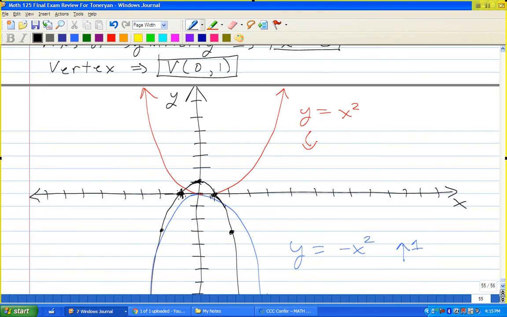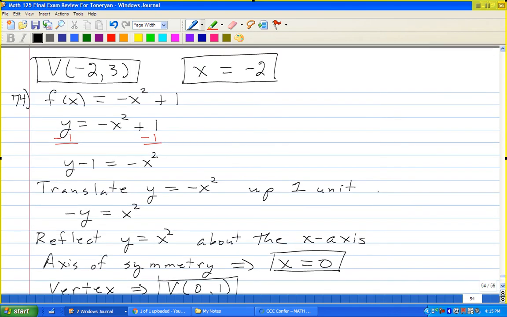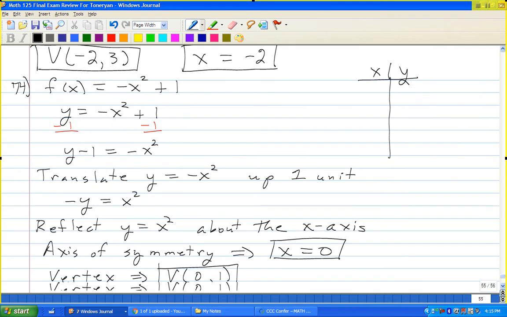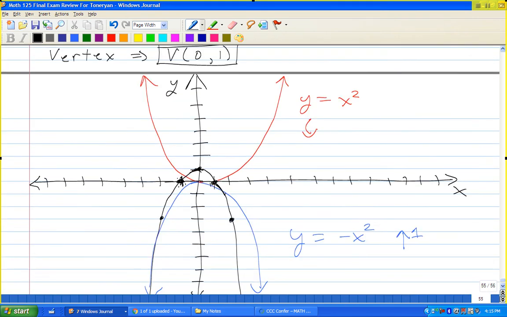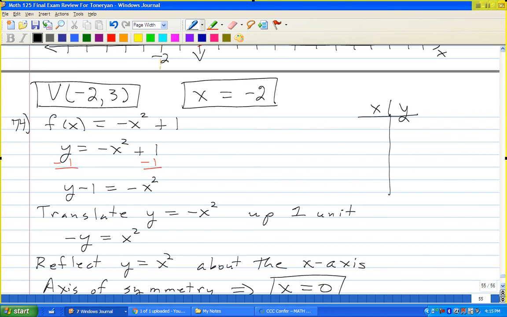Here, I'm actually doing a subtraction because there's a minus in front of the square. So if I fill in this x and y table here, and let's do, I guess I'm just doing -2 to +2: -2, -1, 0, 1, 2. So let me fill that in.